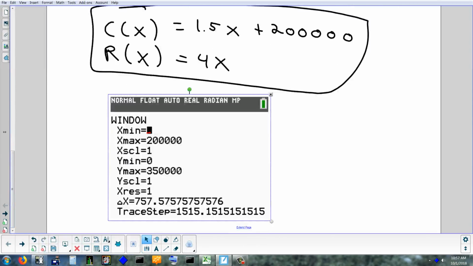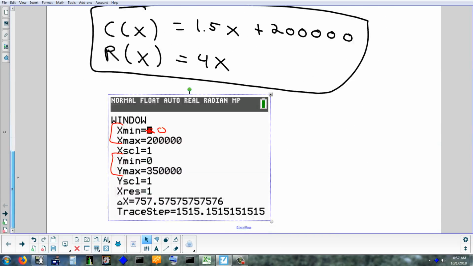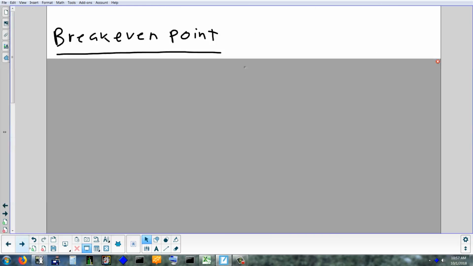So here's your window. I wish I could grab it. It didn't put that box there. That was 0 to 200,000 and 0 to 350,000. That's all we had to do for that part. Just find a complete graph. Any questions on that?